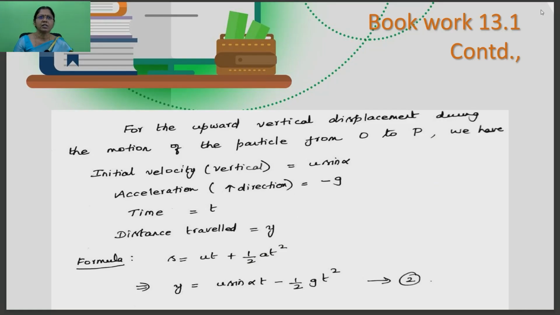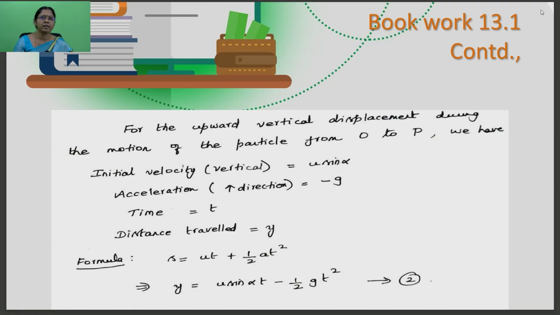Fine. Next we are going for the upward vertical displacement. For that we need to work on it. For the upward vertical displacement during the motion of the particle from O to P, the projectile is traveling in the upward sense. So what do we have to consider? We take the initial velocity. What is the initial velocity? U. Not only that, u has been bent in the vertical direction, that is, in the j direction.